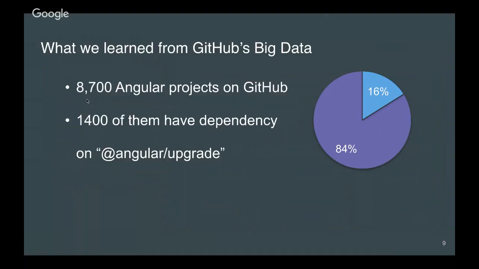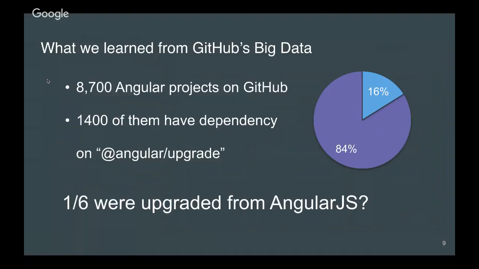So interestingly, we found over 1,400 of the repos that have this upgrade dependency. So that's 16% of the total, and that's 1 in 6 of the repos. So that's very impressive. And it means that a lot of people are trying to do the upgrade. So that sounds like good news, but on the other hand, we went one step further.